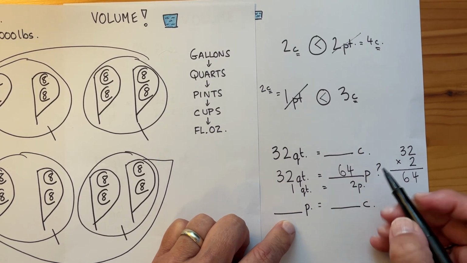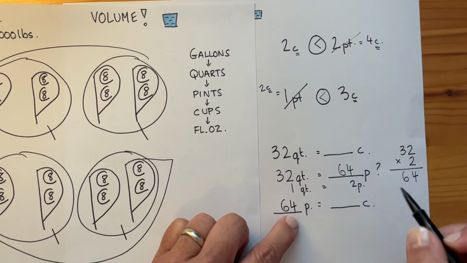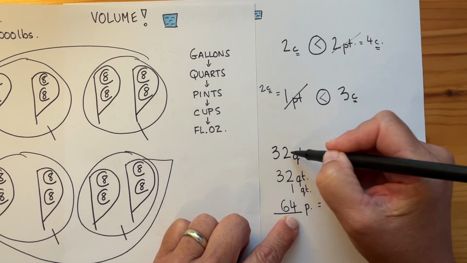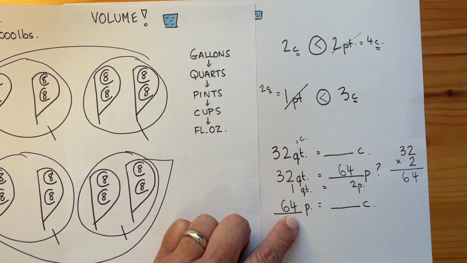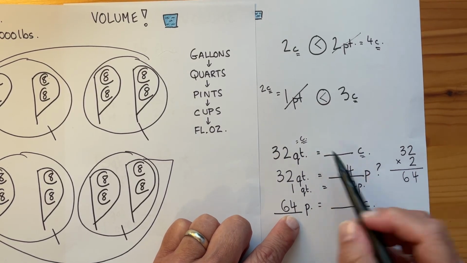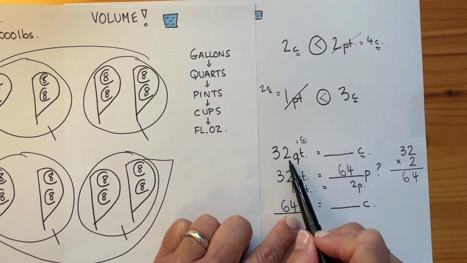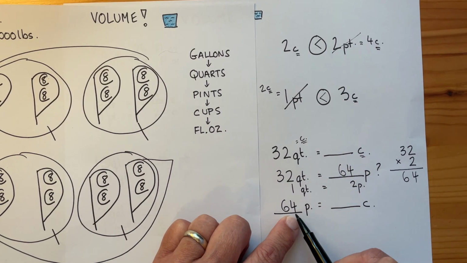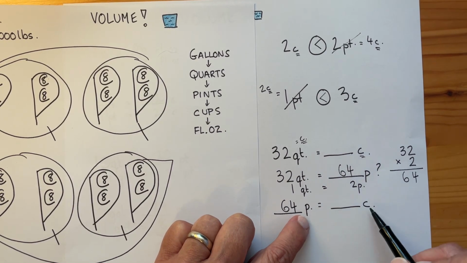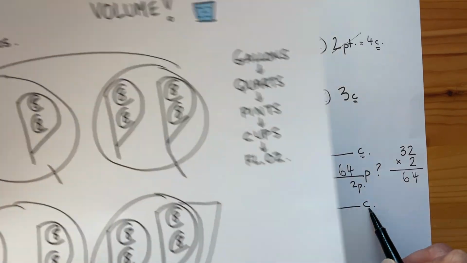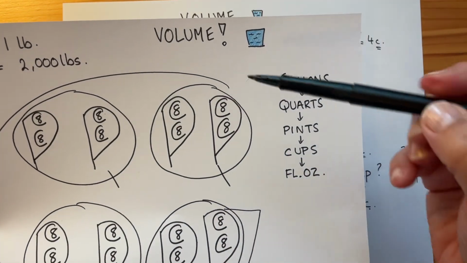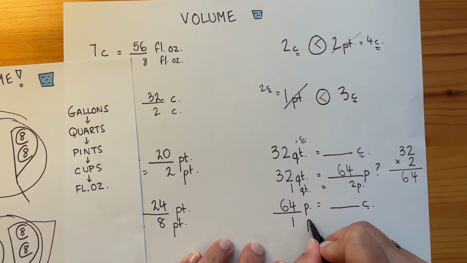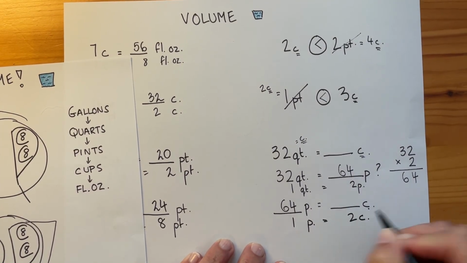Now what I can do is I can say, well, how many cups are in 64 pints, so that I can convert this into cups, because that's ultimately what I'm trying to do, is make these two speak the same language. I'm trying to figure out how many cups are in 32 quarts. So I'm going from pints to cups. So what do I know? So I'm going to look at my picture. I know that there are 2 cups in a pint. So 1 pint is 2 cups.